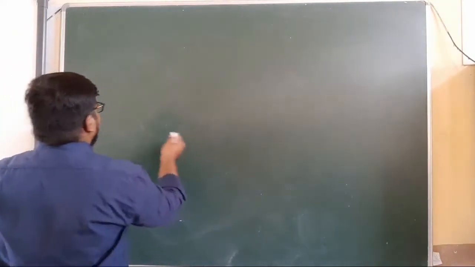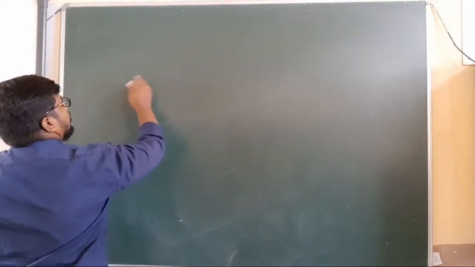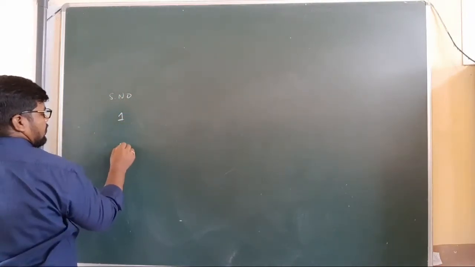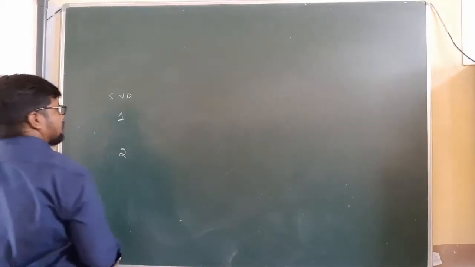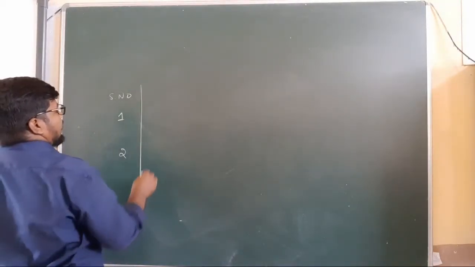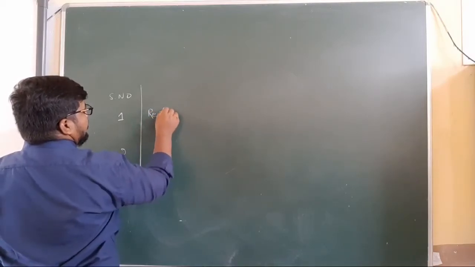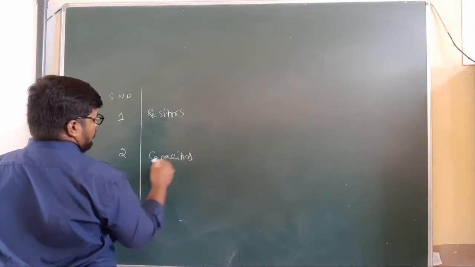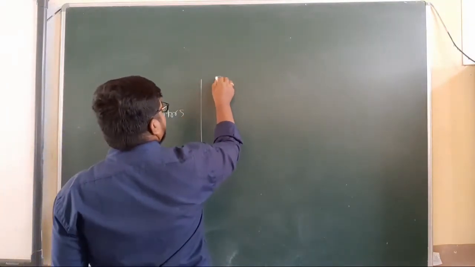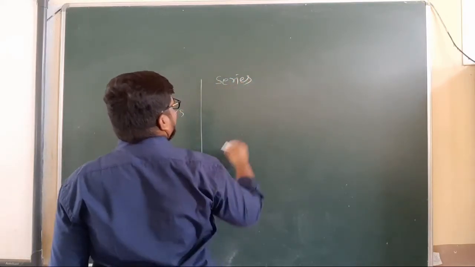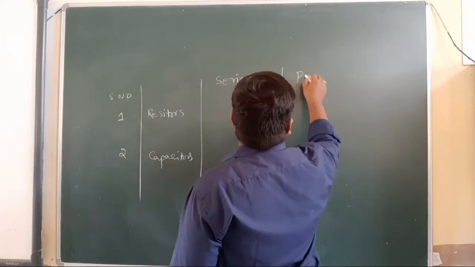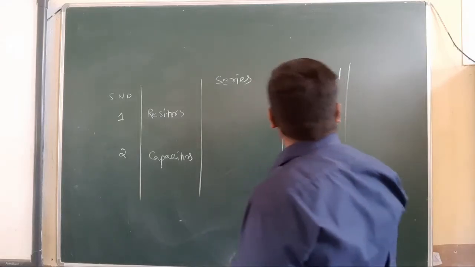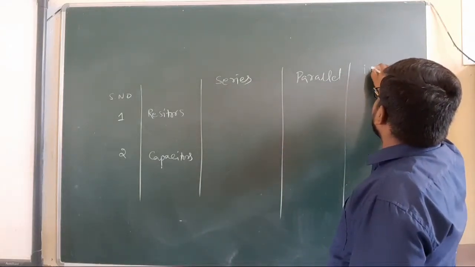Okay, my children, I will draw one table: serial number 1, 2, resistors, capacitors, series, parallel. Okay, so this is an important thing.